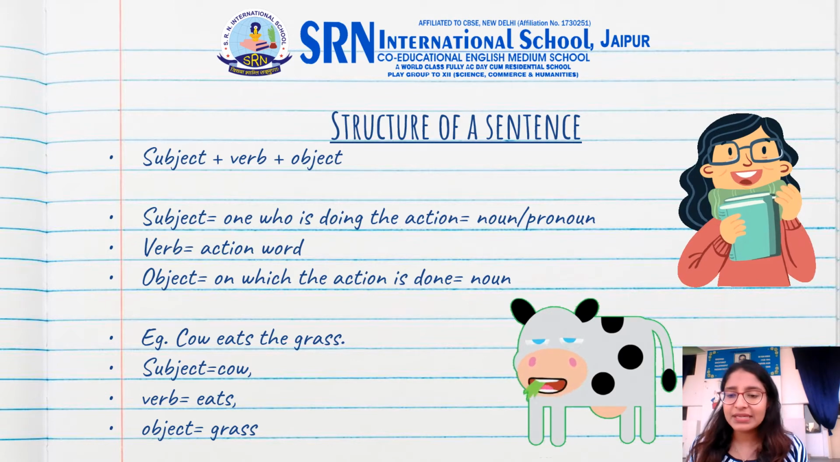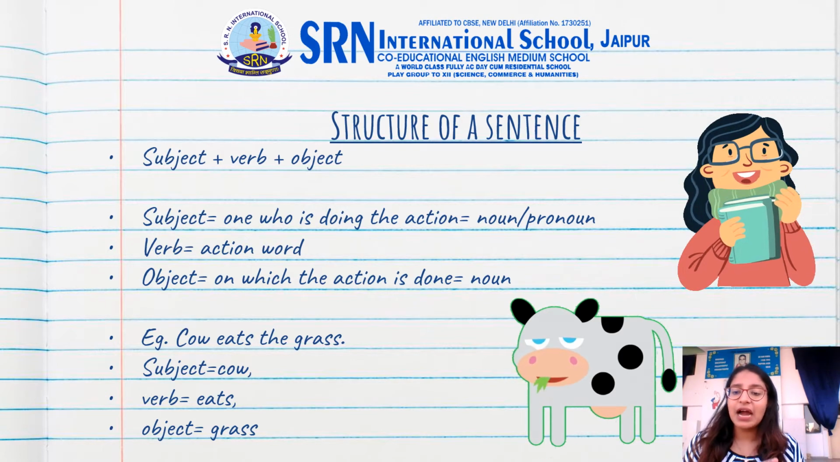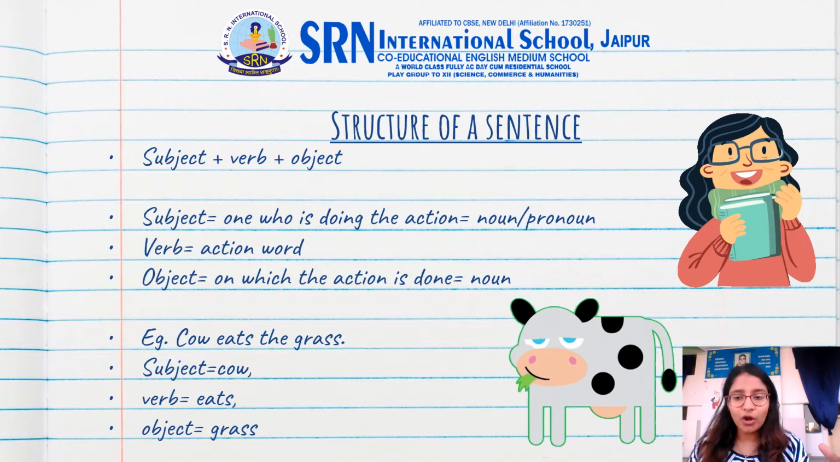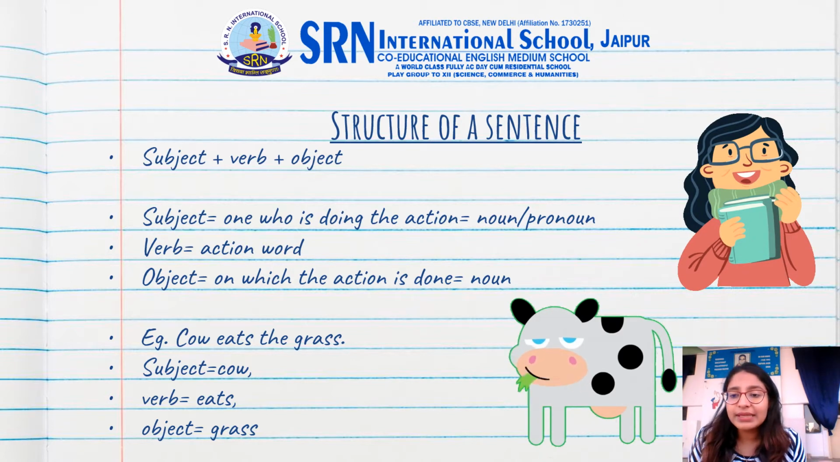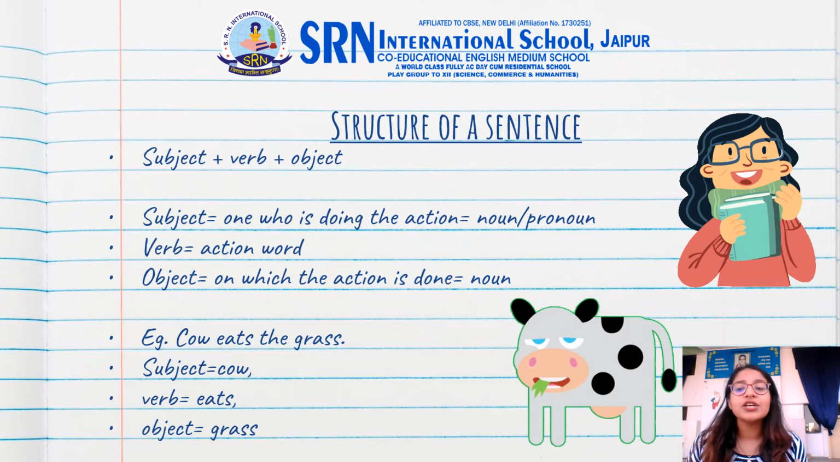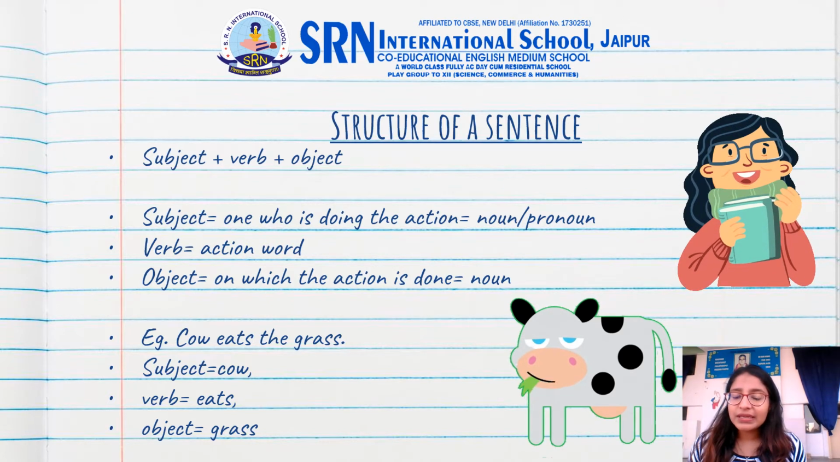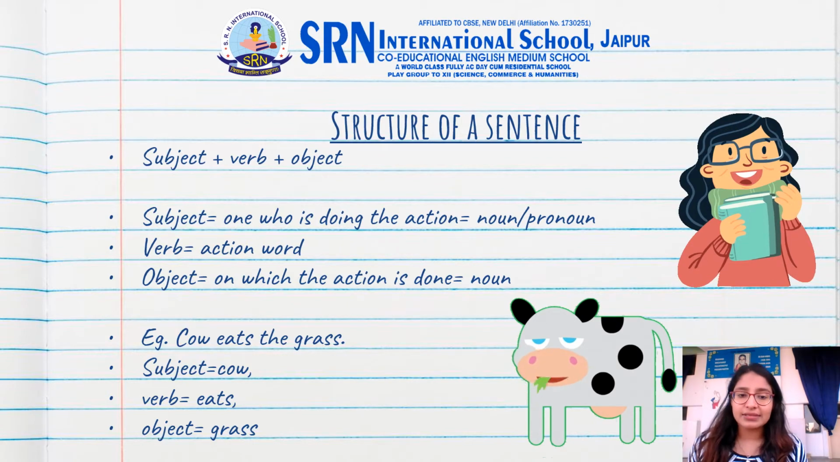I'm once again repeating the example. The example is cow eats the grass. And we are going to put them into subject, verb and object. Subject, who's doing the action. So who's doing the action here? Cow is doing the action. So cow is the subject. What action is the cow doing? She is eating the grass. So eats is the verb. On what is the action being done? On the grass. So grass is your object.